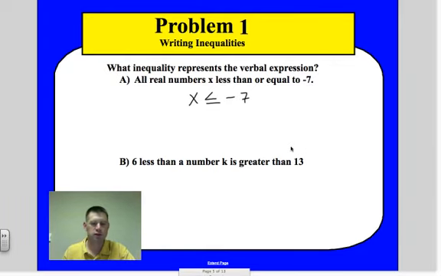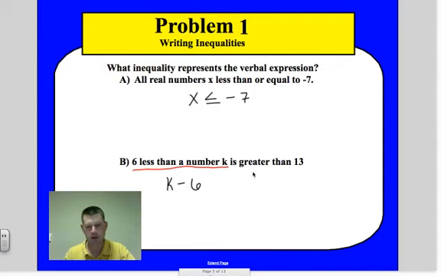Question number B. Now this one throws a little curveball at you because they use a word phrase in here that would seem like an inequality. It says 6 less than a number k, and this is the part that really gets everybody. This part right here is actually the operations that we used in chapter 1. 6 less than a number k is just a mathematical expression. So that is k, and then we're taking 6 less than that. That is really what that one is.